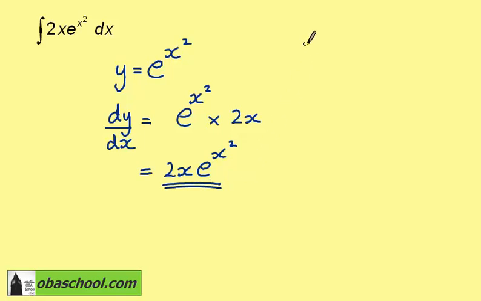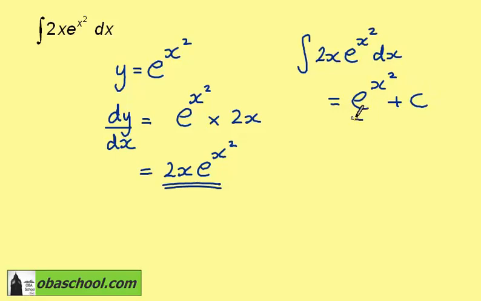It follows, since integration and differentiation are reverse processes, that if we integrate 2x e to the x squared with respect to x, we get e to the x squared plus a constant.